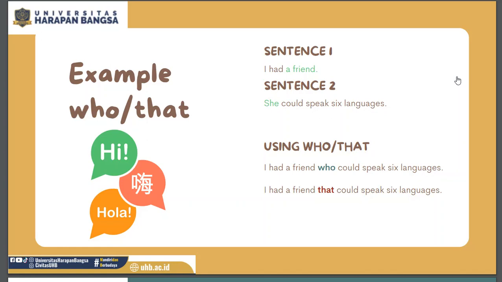So who here represents the subject, which is a friend, or she, who could speak 6 languages, of course. Or we can also use that: I had a friend that could speak 6 languages. That also refers to the subject.